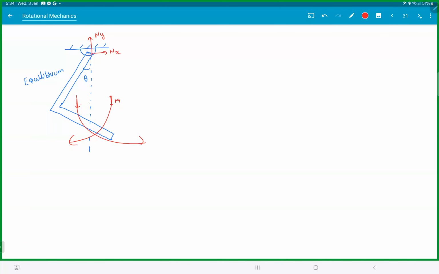So there's only one point where you can be, if there is an equilibrium: mg also should pass through the hinge, isn't it? Think about it. If I take torque about the hinge, there's no other position where torque can become zero. So torque about the hinge should be torque due to Ny, torque due to Nx, and torque due to mg is zero. This guy is gone. Therefore, torque due to mg is zero. Therefore, mg should pass through the hinge.